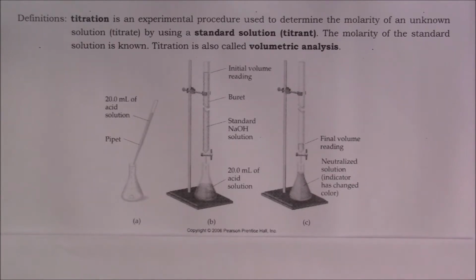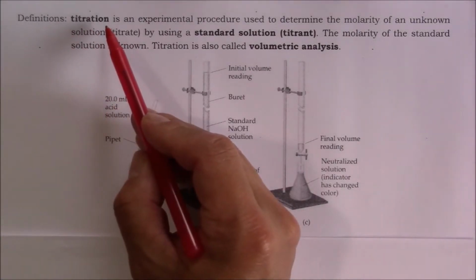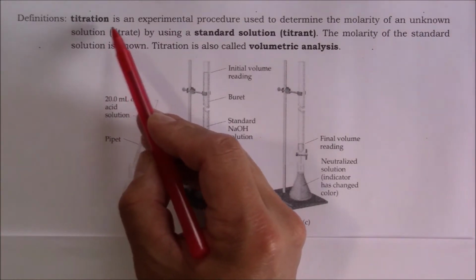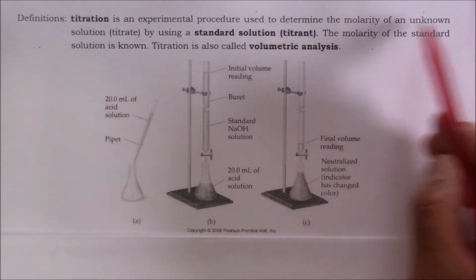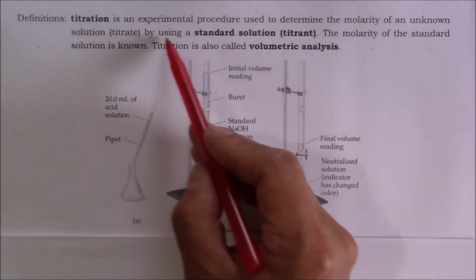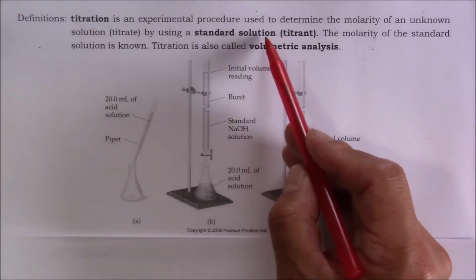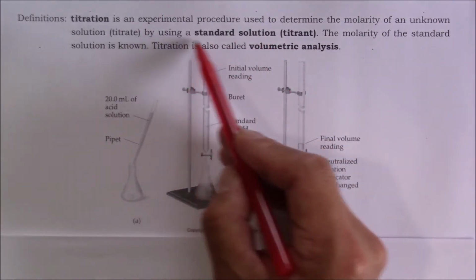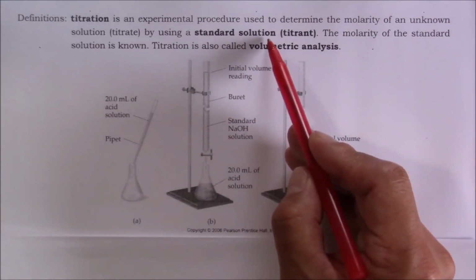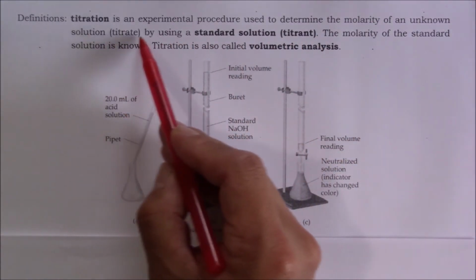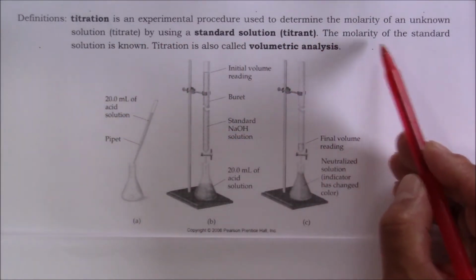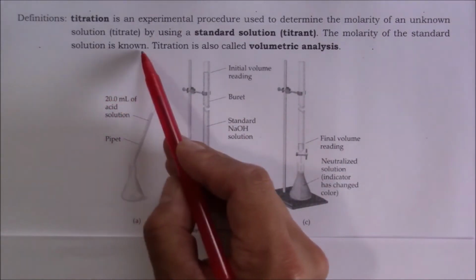Today, I'm going to introduce a very important and very common experimental technique, titration. By definition, titration is an experimental procedure used to determine the molarity of an unknown solution by using a standard solution. Sometimes, the standard solution is also called a titrant. The unknown solution is also called a titrate. The molarity of the standard solution is known.